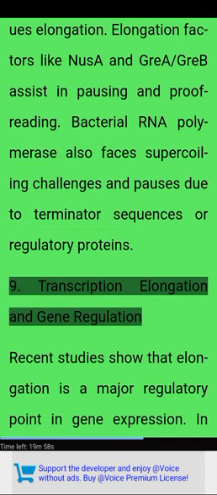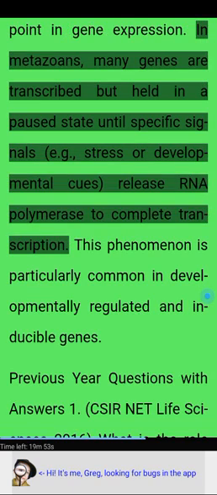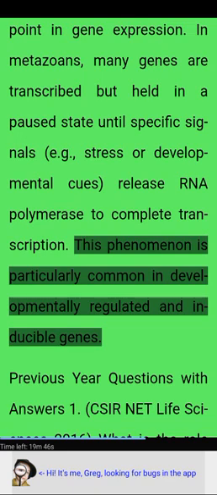9. Transcription elongation and gene regulation. Recent studies show that elongation is a major regulatory point in gene expression. In metazoans, many genes are transcribed but held in a paused state until specific signals, e.g., stress or developmental cues, release RNA polymerase to complete transcription. This phenomenon is particularly common in developmentally regulated and inducible genes.